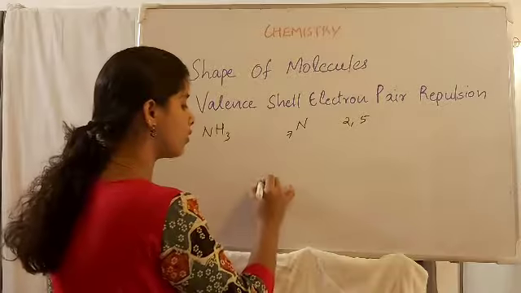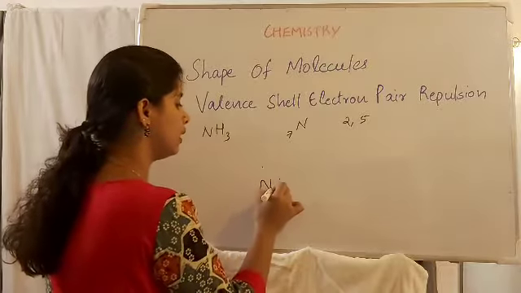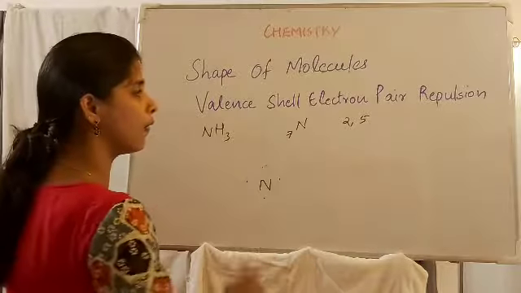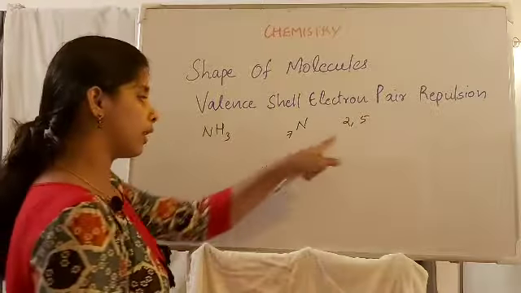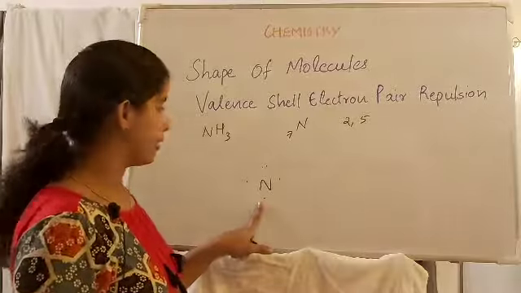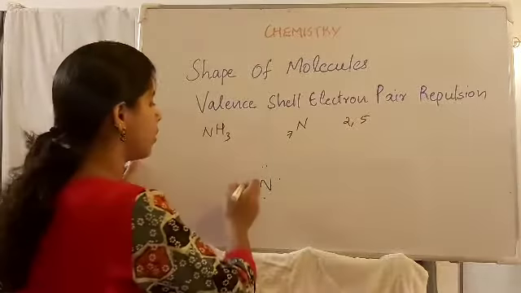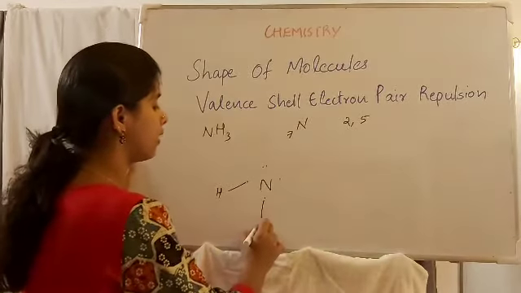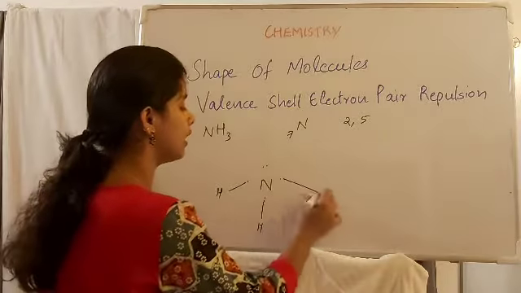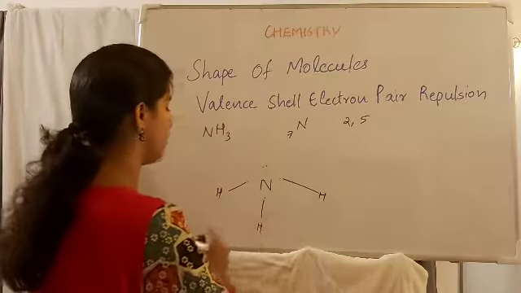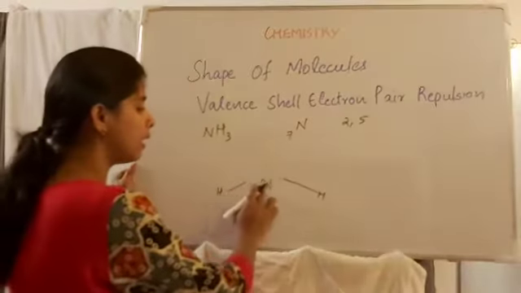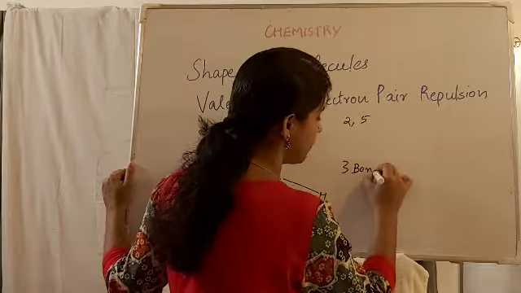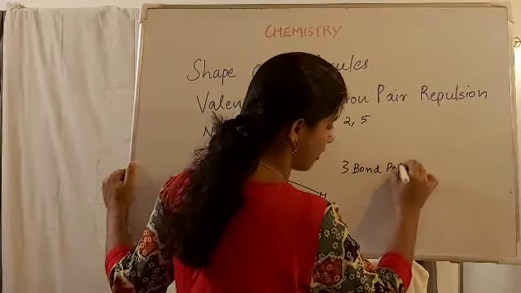So we can draw these 5 electrons here. One electron is bonded with hydrogen, another electron is bonded with another hydrogen, and the third electron is bonded with the third hydrogen atom. So there are 3 bond pairs.